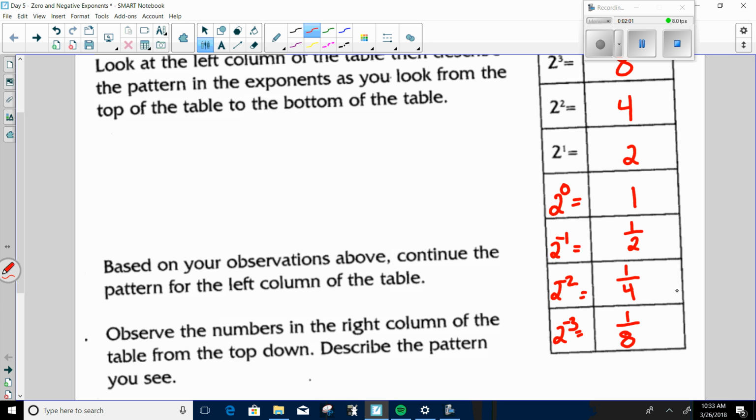1/8. Now the calculator will do this for you. If you type 2 to the 0 in, you're going to get 1. 2 to the negative first, you're going to get 1/2. 2 to the negative second, you're going to get 1/4. 2 to the negative third, you're going to get 1/8.